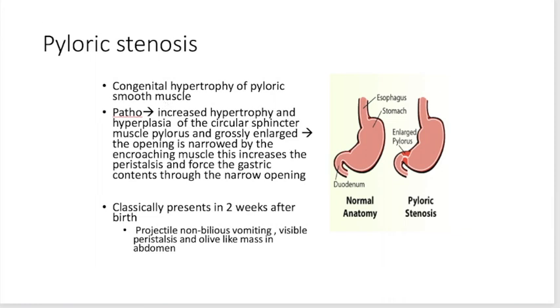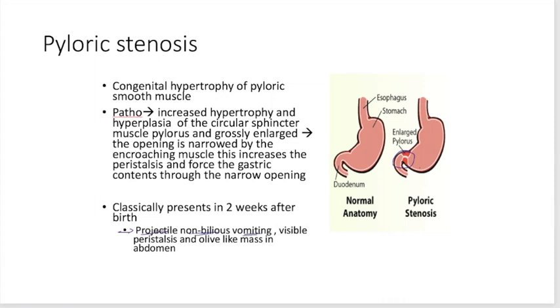So what happens is we have increased hypertrophy and hyperplasia of the circular sphincter muscle around the pylorus, and it ends up being grossly enlarged. So you can see here is what it looks like. The opening is very narrow, and then what happens is there's encroaching muscle that increases peristalsis, and the force of the gastric contents through the narrow opening increases. So this is associated with that recurrent projectile non-bilious vomiting. So this is high yield: projectile non-bilious vomiting.